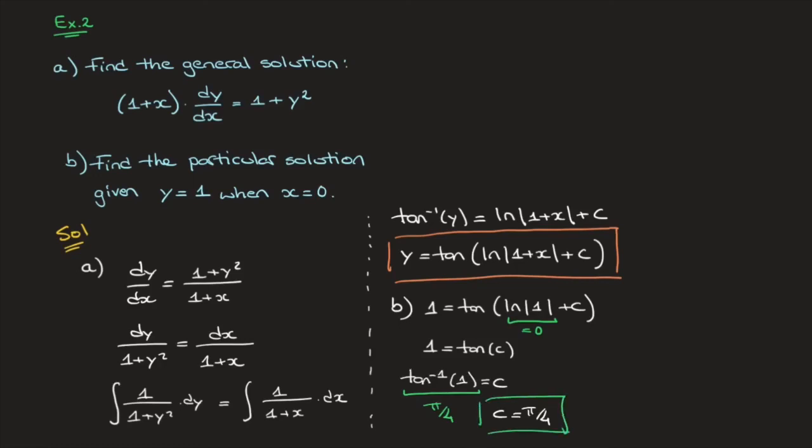Remember, all I have to do there is copy the general solution we found previously, and I'll replace c by pi over 4. So that would be y equals tan of (ln of the absolute value of 1 plus x, plus pi over 4). And that's the final answer.